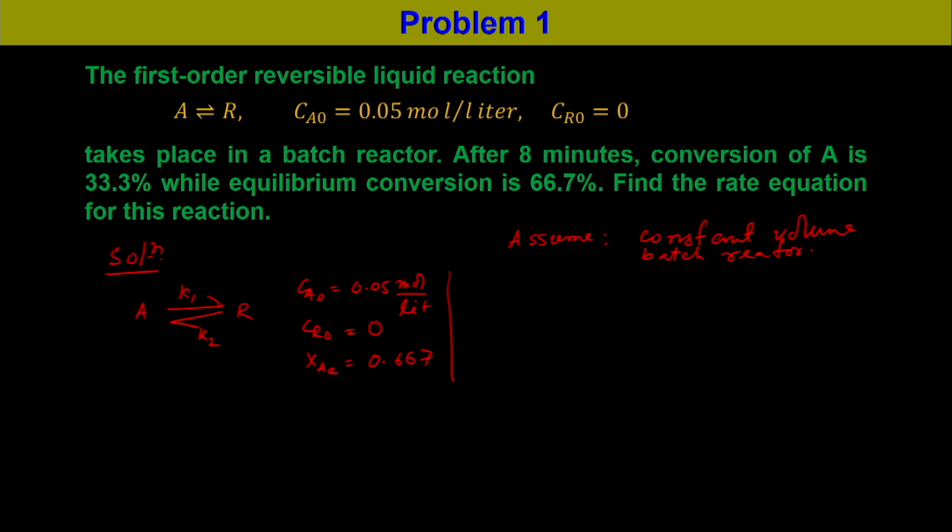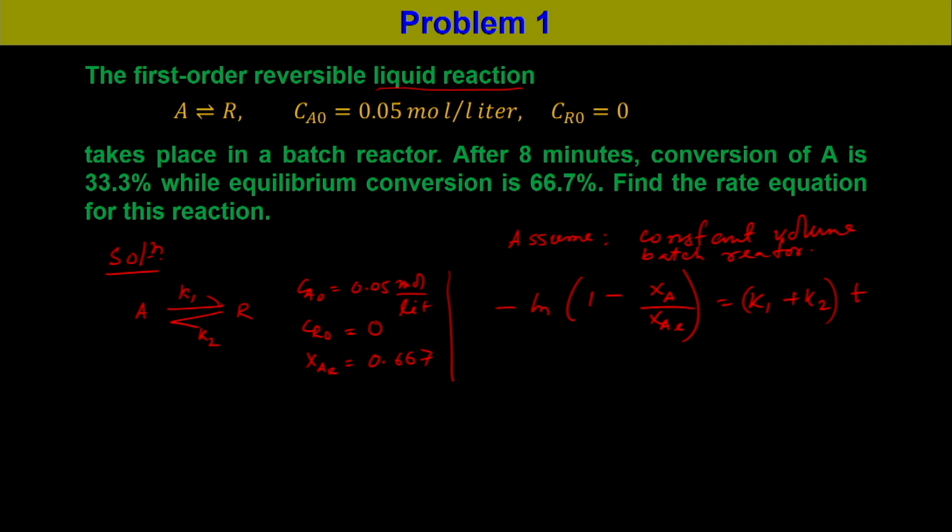Now, as it is happening in the liquid phase, we can consider a constant volume batch reactor, and then the second order kinetics as we have derived earlier, we can write the integral form of the equation: minus ln(1 minus XA by XAE) is equal to (K1 plus K2) into t.